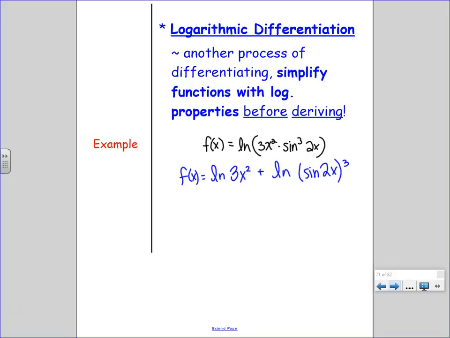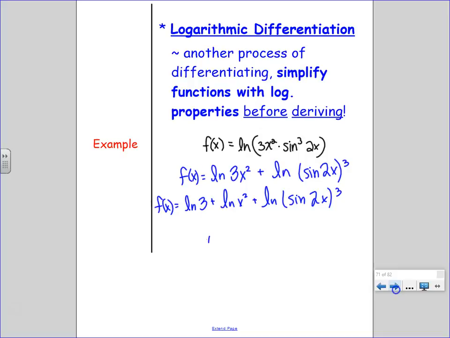Wait a minute. Can't we keep going? Isn't there another multiplication? So couldn't I rewrite again? ln of 3 plus ln of x squared plus ln of sine 2x cubed, totally legal. I'm just using those properties. Anytime there's multiplication, I can make it addition of two separate ln's. And anytime there's an argument to a power, I can put it in front.